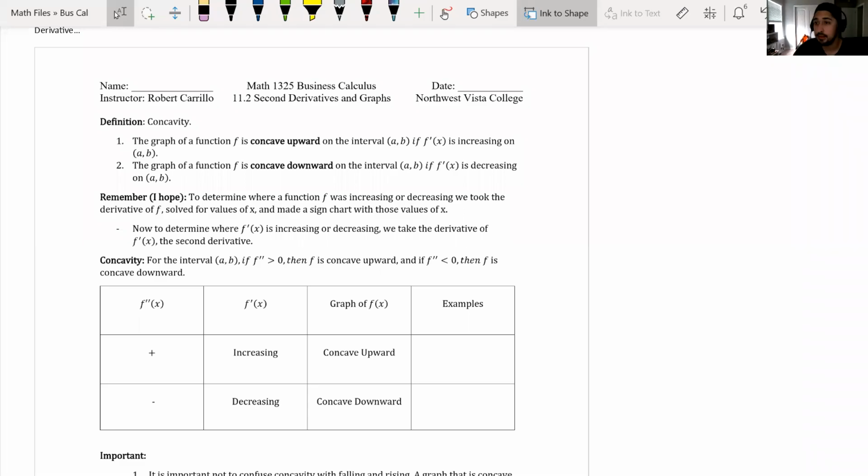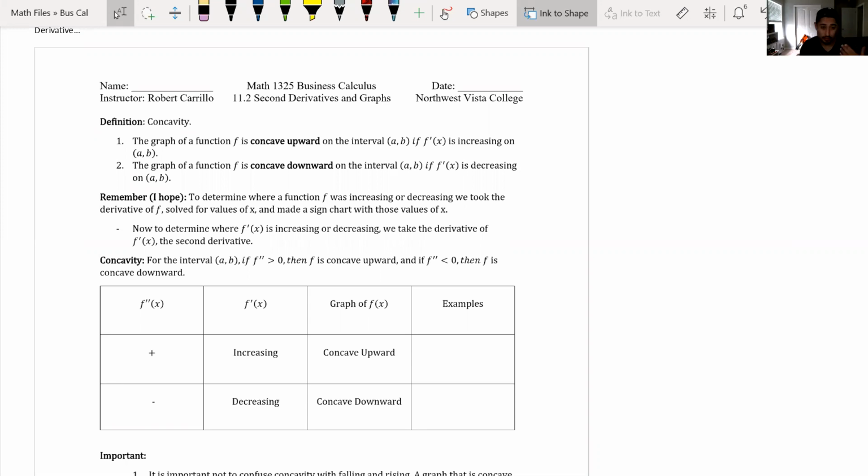Okay, guys, welcome. This is 11.2, second derivatives and graphs. Okay, so in 11.1, we did first derivatives and their graphs. So we were able to sketch a function by the characteristics of the first derivative. Now we're going to sketch a graph by the characteristics of the first and the second derivative.